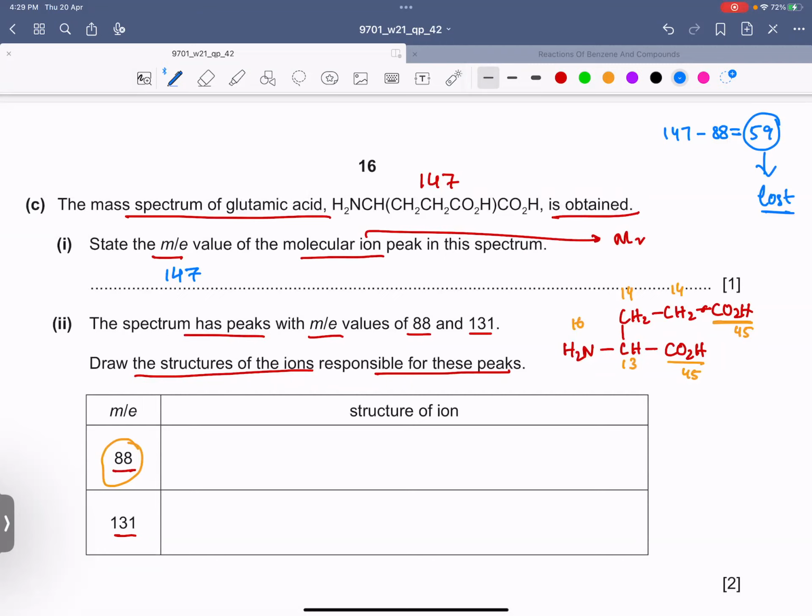Sir, the upper CH2 and COOH together make 59. Yes, very good. This is giving you the 59. So if I remove this one, which means the structure which is showing the Mr of 88 would be this one. Is it clear or not?